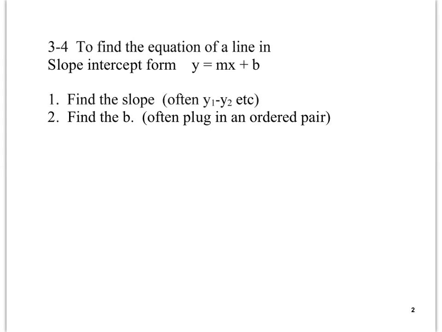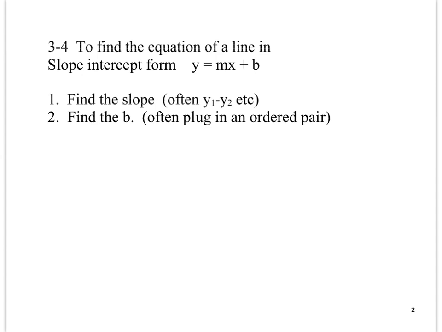Alright, boys and girls, welcome to our fourth video lesson in Chapter 3, our lesson on writing the equations of lines. Okay, to find the equation of a line in slope-intercept form, that's y equals mx plus b, where of course we know our m is our slope, and our b is our y-intercept. There's also something called point-slope form, which we're not going to talk about today, but that may come up in class.